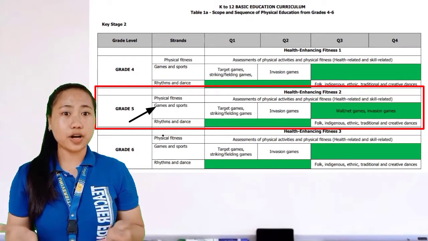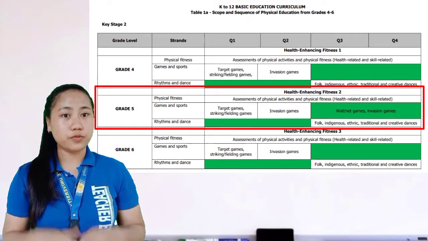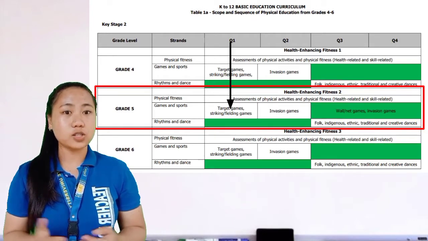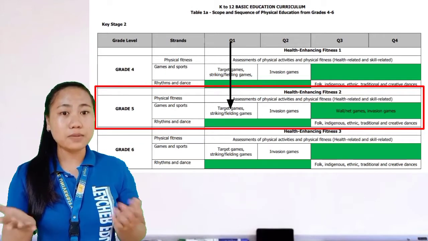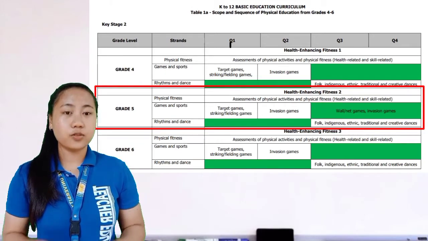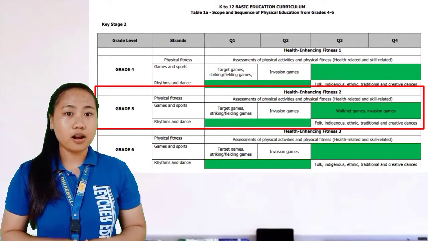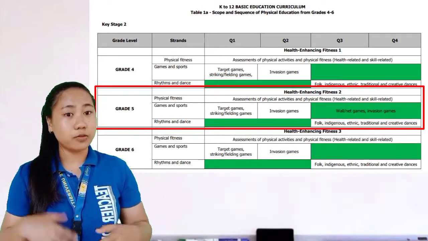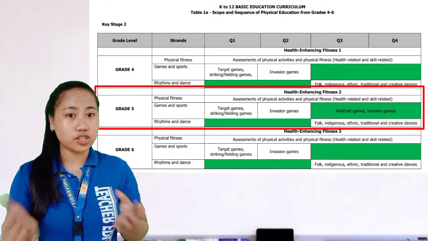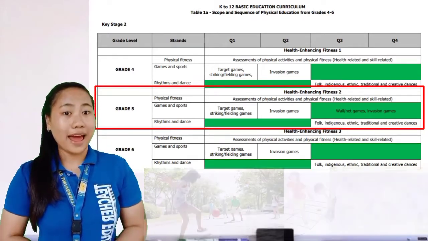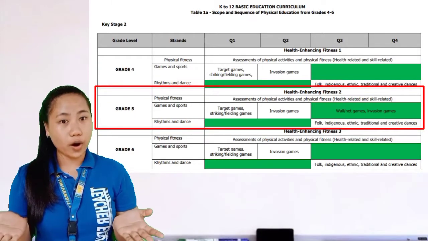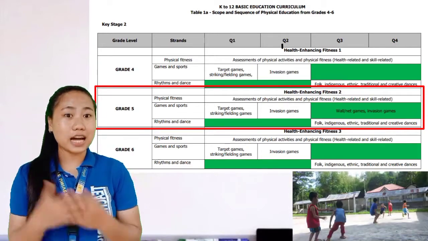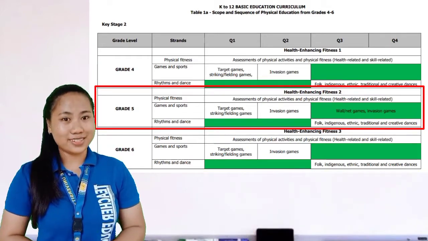For games and sports strand, it is now being observed from first quarter to fourth quarter, wherein for the first quarter, it's all about target games and some striking or fielding games. For target games, these are luksong tinik, batuhang bola, tumbang preso, and others. And for striking or fielding games, these are shato, piko, kickball, and the likes. For second quarter, it's all about some invasion games like agawan base, agawan panyo, and others.